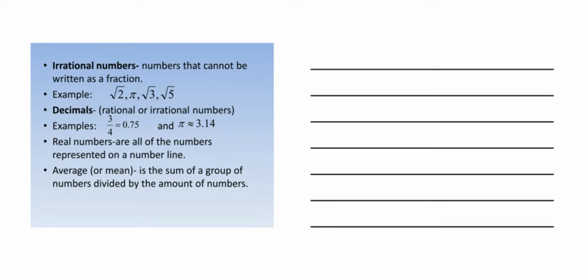Irrational numbers. Irrational numbers are numbers that cannot be written as a fraction. Examples are square root of 2, pi, square root of 3, and square root of 5. Well, you can try taking the square root on your calculators, right? In other words, ask yourself, what number times itself will give you 2, what number times itself will give you 3, what number times itself will give you 5.